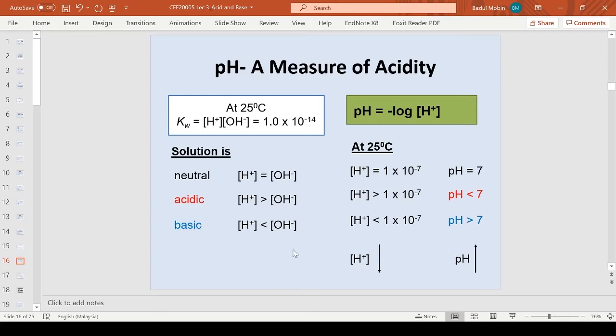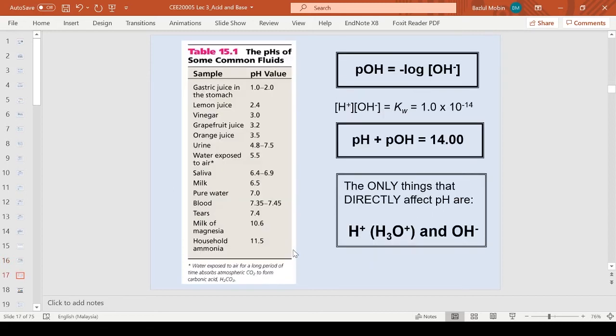If we say that a solution has a higher pH, like 12 or 13, that means it has very little hydrogen ion, so it is more basic. There is a table for some common fluids that we are familiar with every day, and their pH. And pH, we have already seen, is the negative log of the hydrogen ion molar concentration.